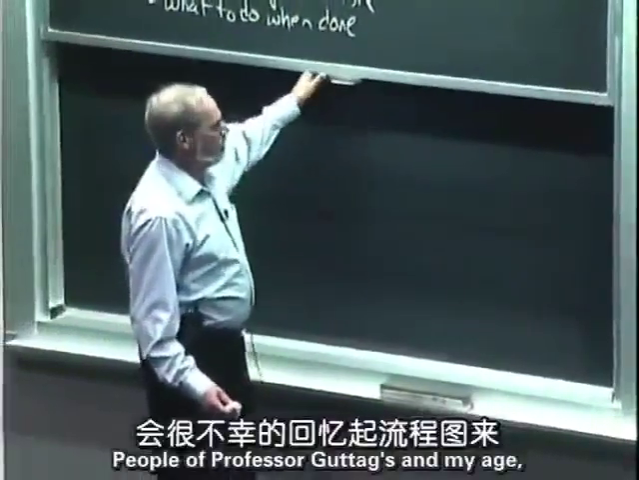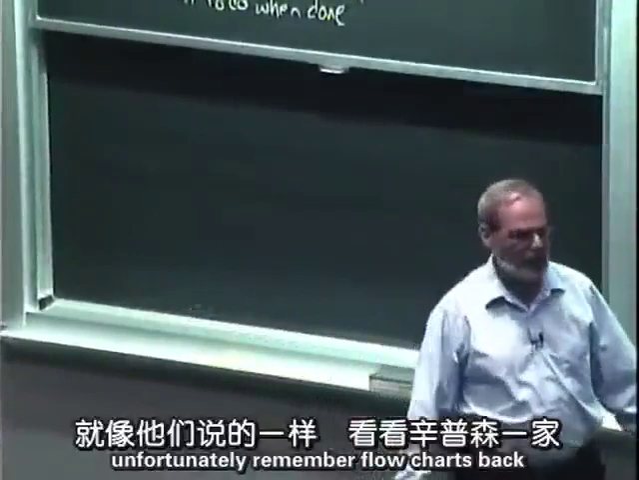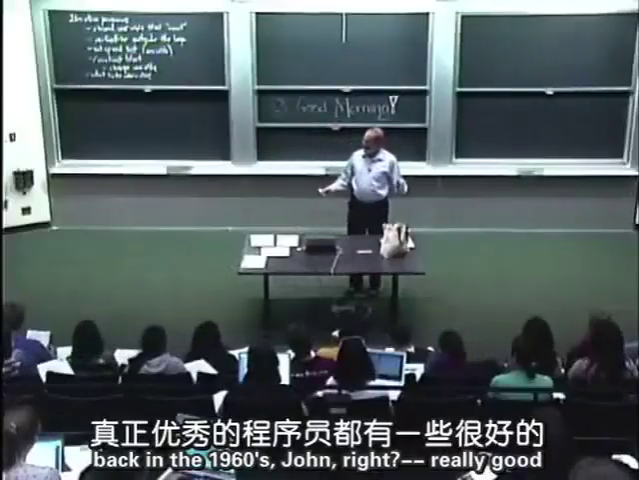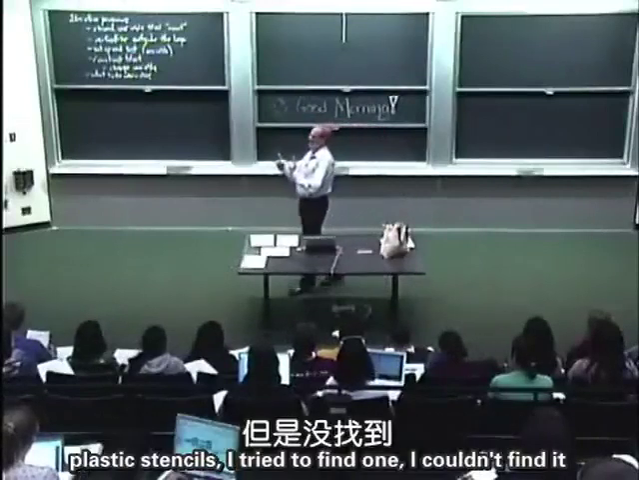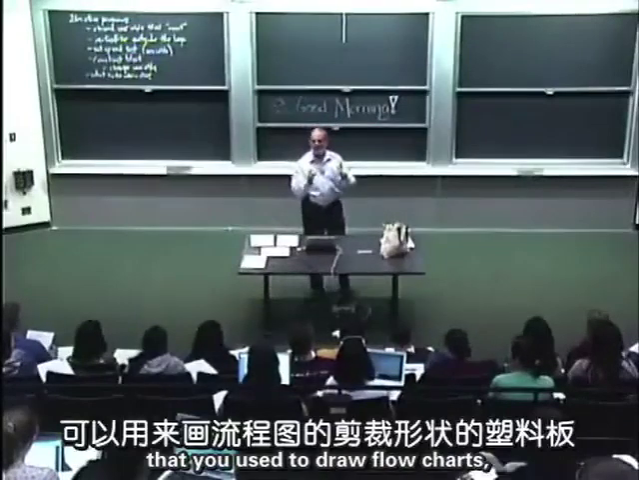Now, people of Professor Guttag's and my age unfortunately remember flowcharts. Back, as they say on The Simpsons, back in the day, back in the 60s, John, right? Really good programmers had these wonderful little plastic stencils. I tried to find one. I couldn't find it. It's a little stencil with little cutout shapes on it that you use to draw flowcharts.